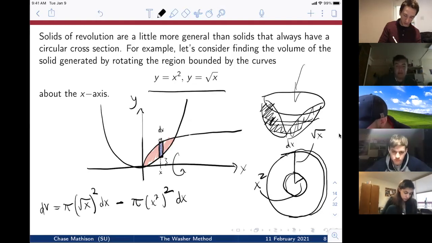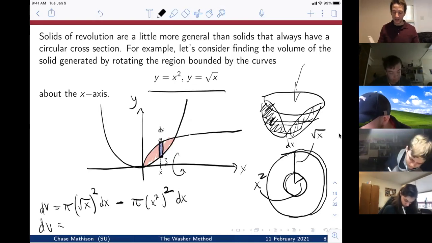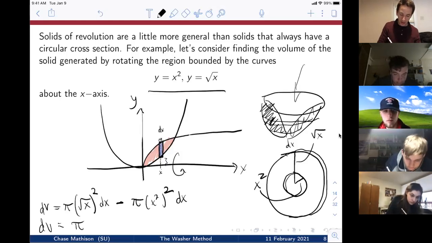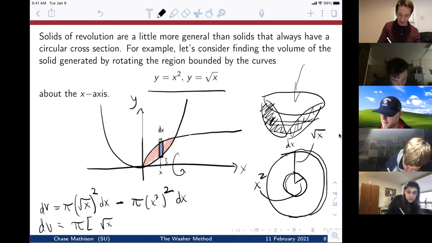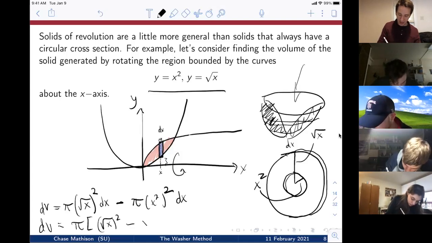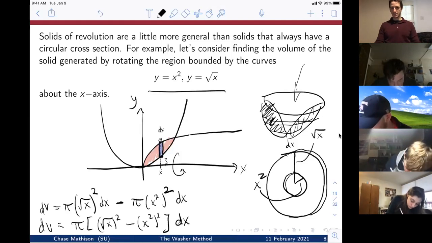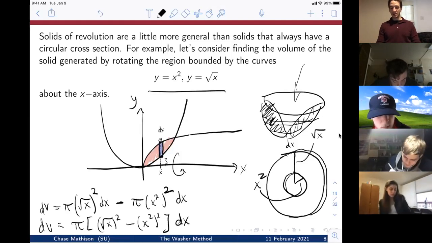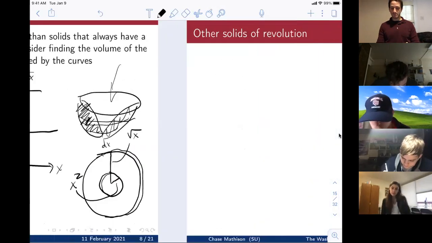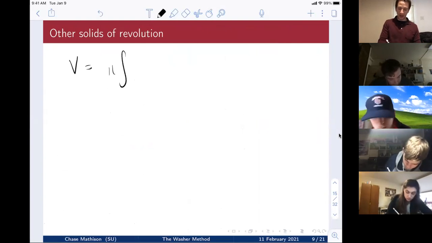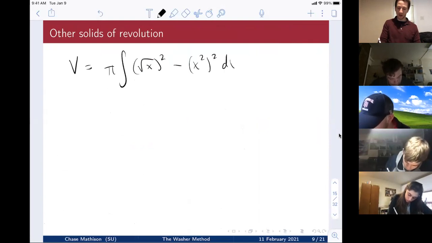And so then notice I can rewrite this. Both of these have a dx in them, so I'll factor that out. And they also have a pi. So I end up with pi times the square root of x squared minus x squared squared dx. And so now I can integrate that to get the volume. I'm going to get pi times the integral of the square root of x squared minus x squared squared dx.